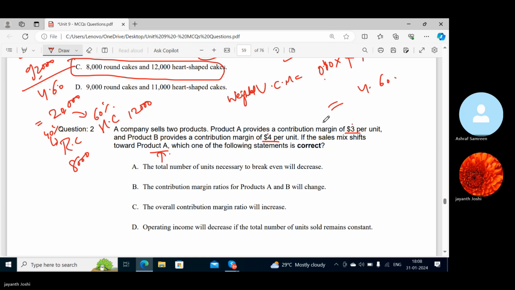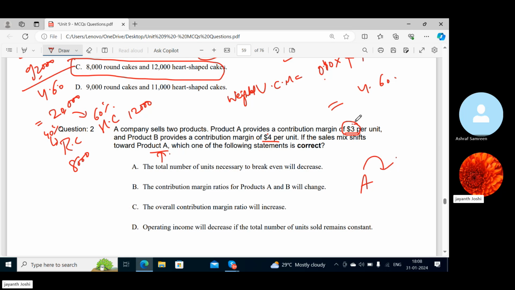So here the lower contribution product is A. That is dominating the sales mix, right? Because sales mix is shifting towards product A. So the contribution margin will decrease, correct or wrong? Because the unit contribution margin is less, correct? So what will happen? Like contribution margin will decrease, right? The contribution margin here is 3. It is less. So here what is happening?